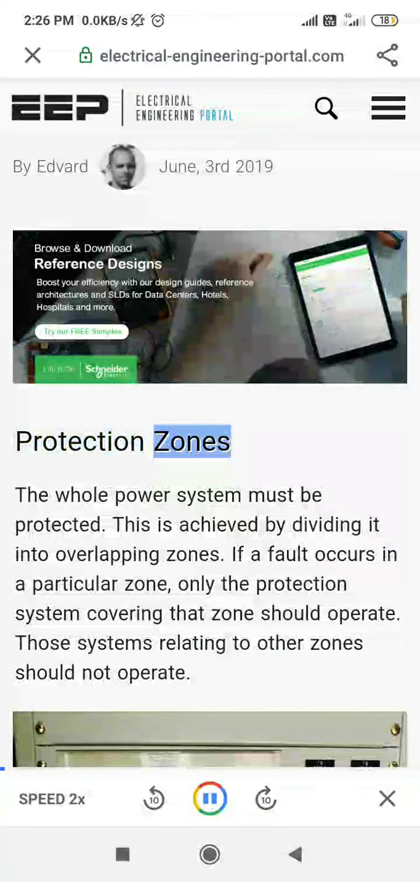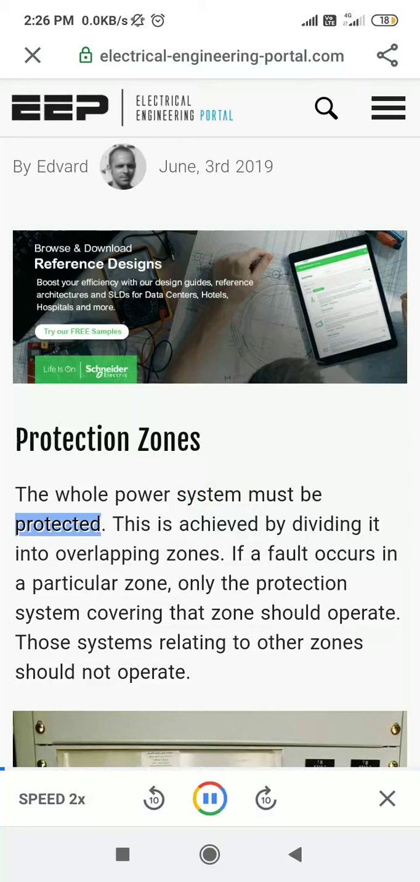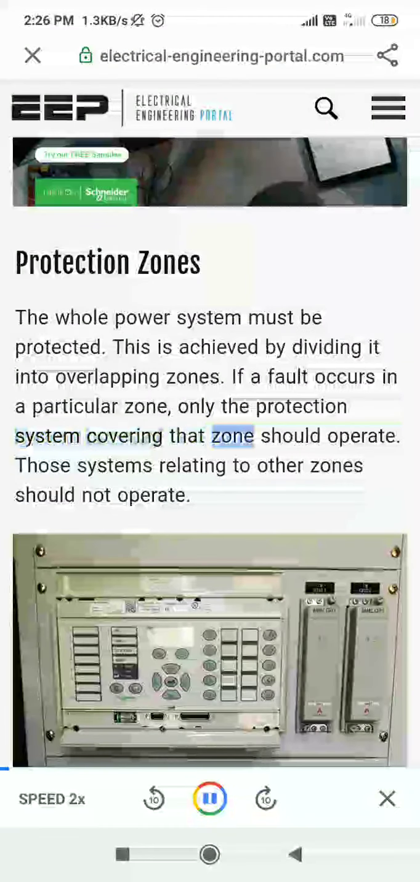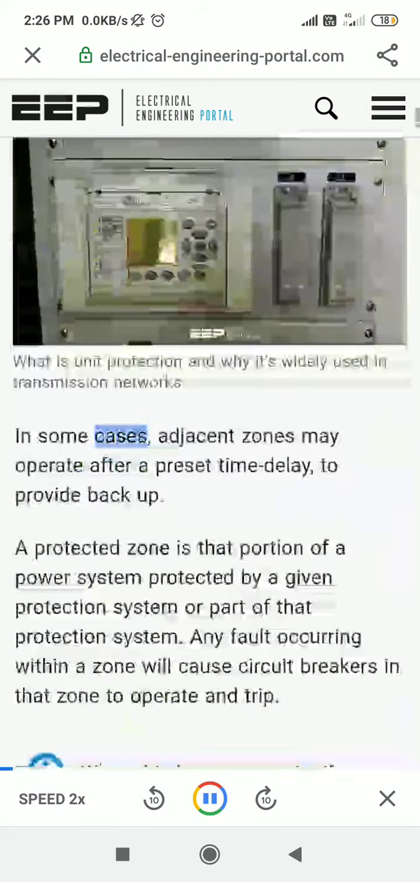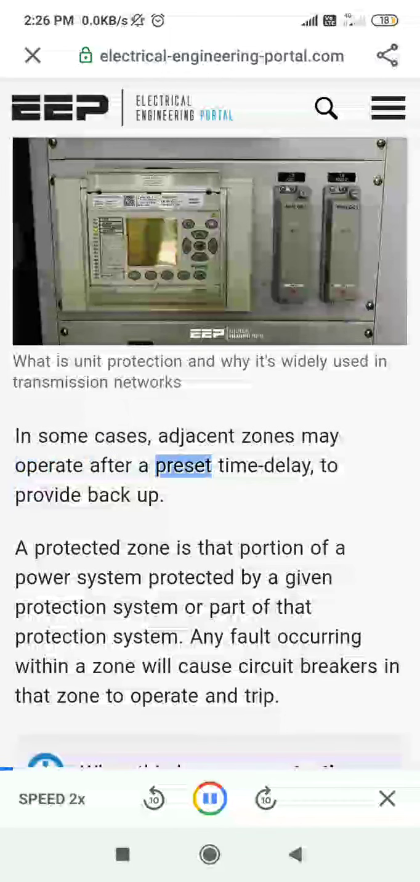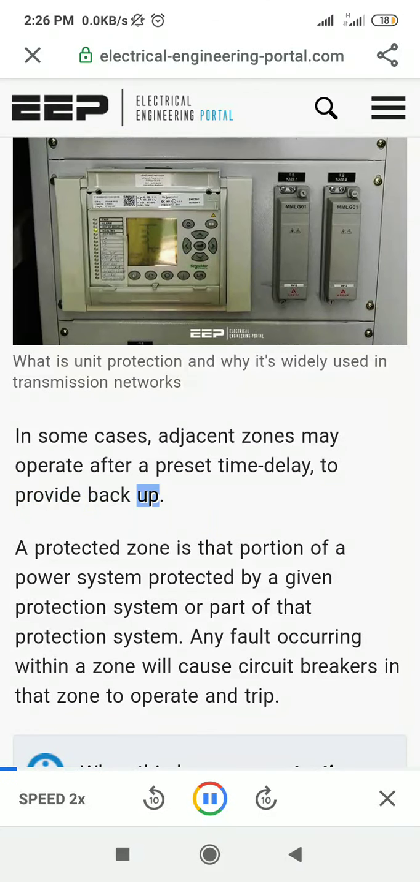Protection zones. The whole power system must be protected. This is achieved by dividing it into overlapping zones. If a fault occurs in a particular zone, only the protection system covering that zone should operate. Those systems relating to other zones should not operate. In some cases, adjacent zones may operate after a preset time delay to provide backup.